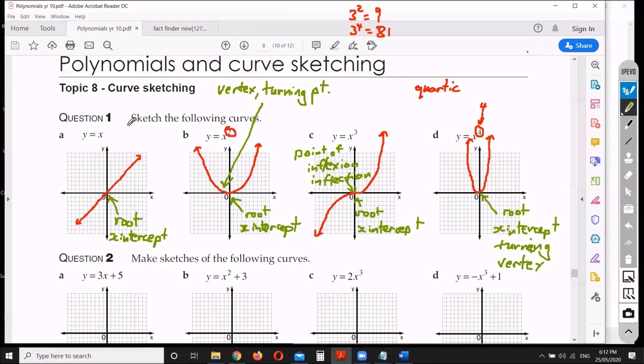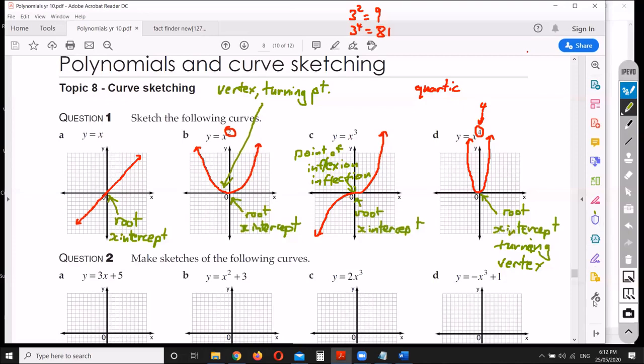Got it? An odd power tells us if this one's going up, this one's going down. Or vice versa. If this one's going up, this one's going down. Does that make sense?